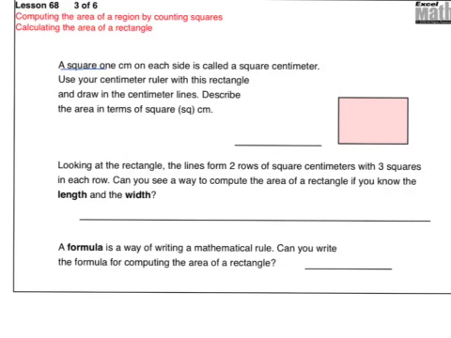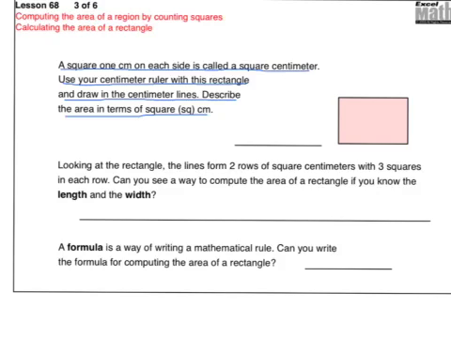A square 1 centimeter on each side is called a square centimeter. Use your centimeter ruler with this rectangle and draw in the centimeter lines. Describe the area in terms of a square centimeter. Okay, so pause the video, go grab yourself a ruler, and then get ready to do this with me.